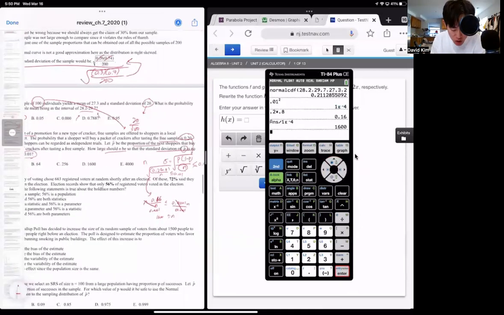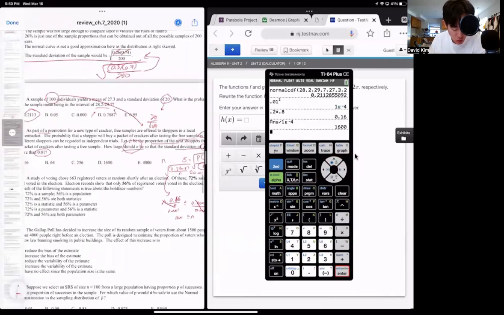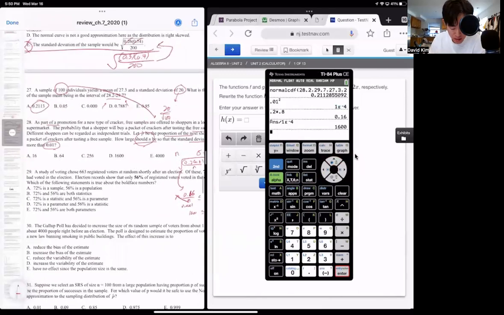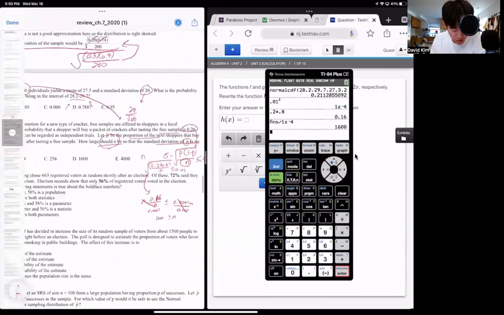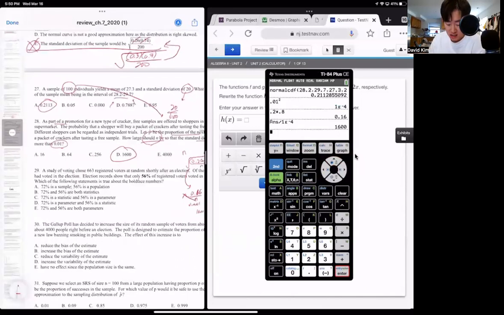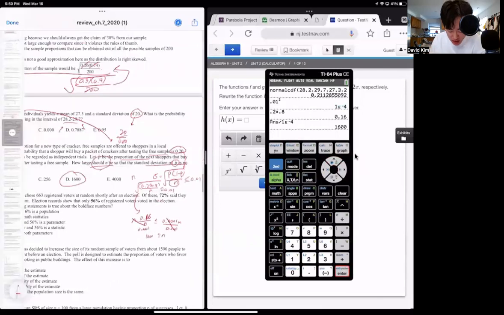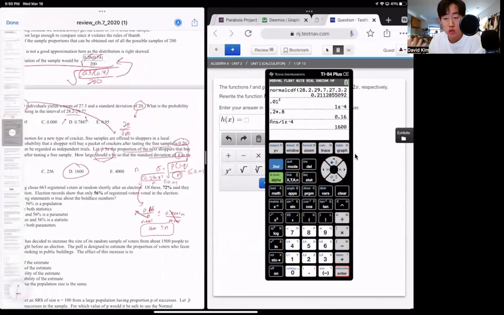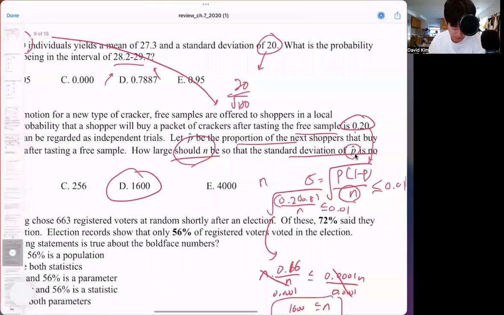So how large should N be so that the standard deviation is no more than 0.01? I believe it should be D for this one, because that's the number that we get, and 28 is indeed D. When you do all the math, you get the answer right here. So the largest possible sample size that we can get should be 1600.